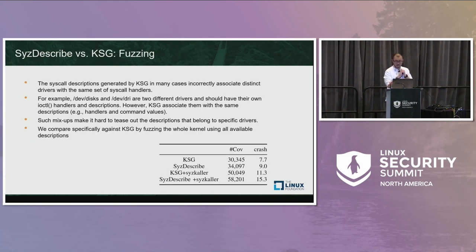Because the syscall descriptions generated by KSG in many cases incorrectly associate different drivers with the same set of syscall handlers, we compare against KSG by fuzzing the whole kernel using all available descriptions. And SysDescribe had better results in both coverage and the number of crashes again.